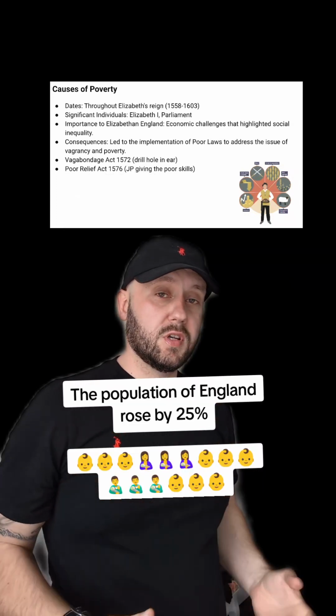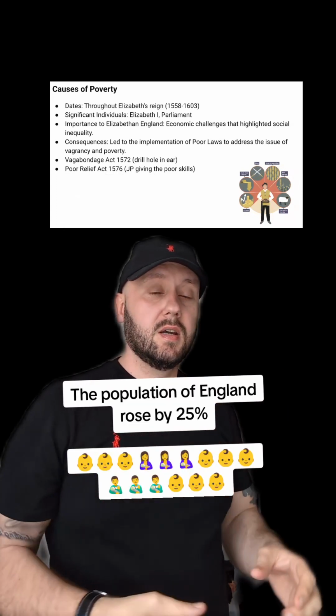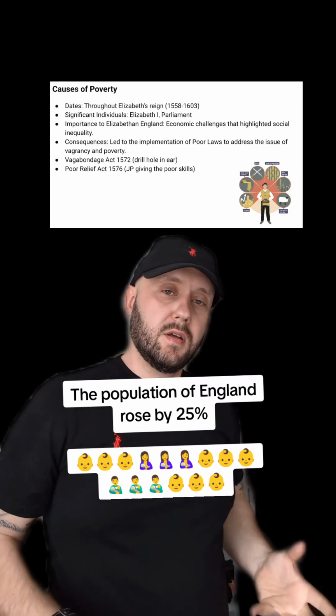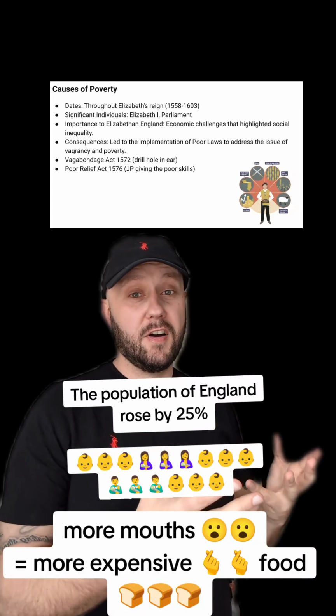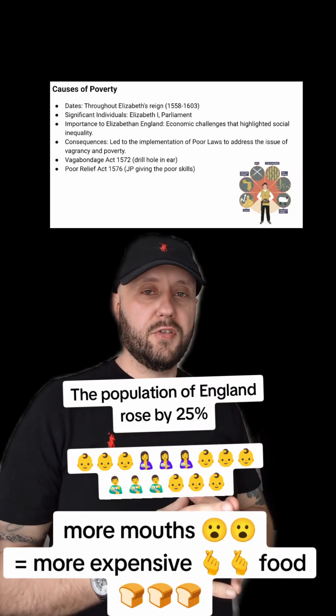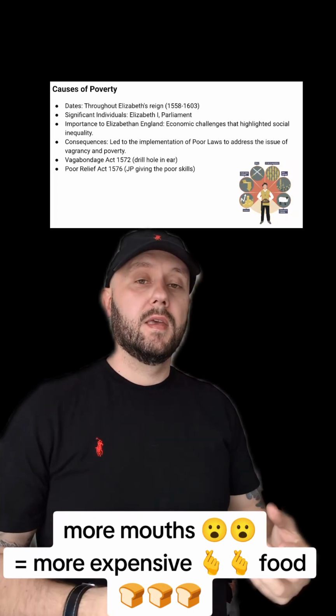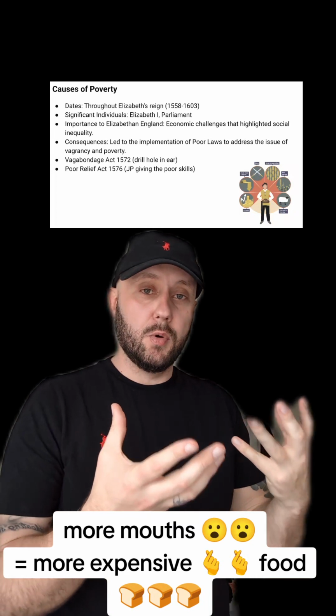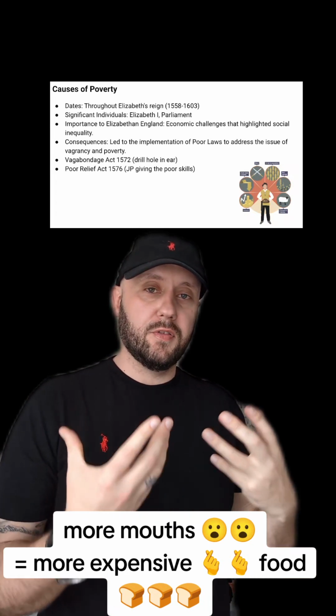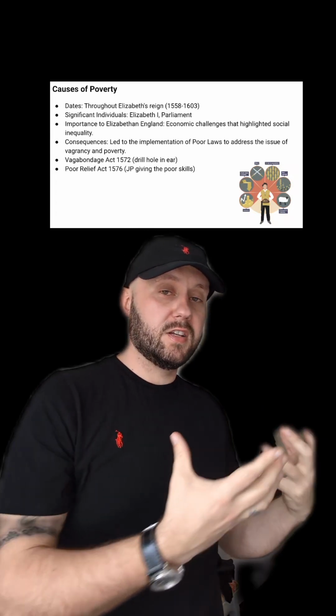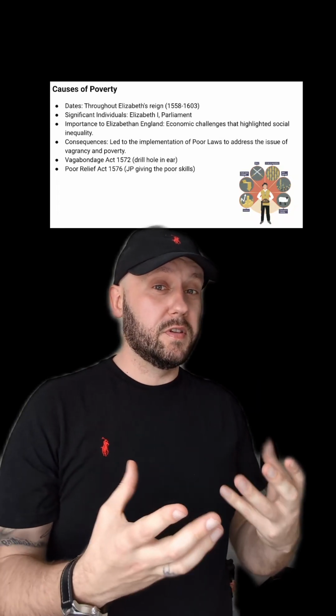One big reason was a rise in population size. In Elizabethan England, the population size rose by 25%. One reason for this was because of good harvests. This did come to an end, which caused a problem. If you have a lot of people being born, and then you have a greater demand for food, well, if harvests become poor later on, that creates a lot of poverty.